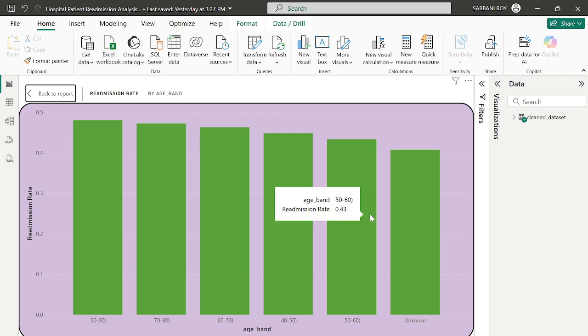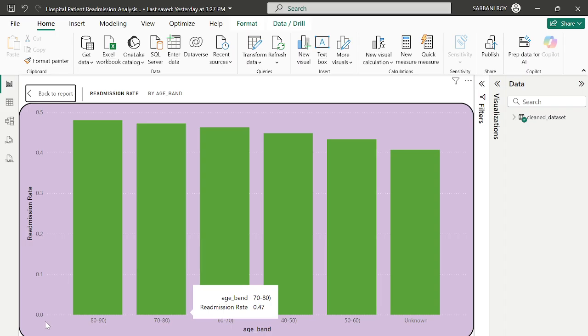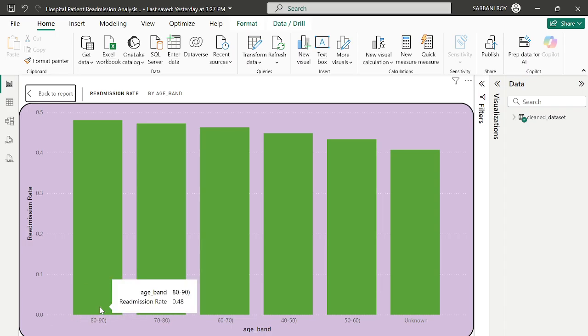Now, the readmission rate between 80 to 90. The tallest bar belongs to the 80 to 90 age group, showing the highest readmission rate among all the groups. This is expected because older patients have multiple chronic conditions and weaker immunity. They require more frequent medical attention and are more likely to return to the hospital within a short period.